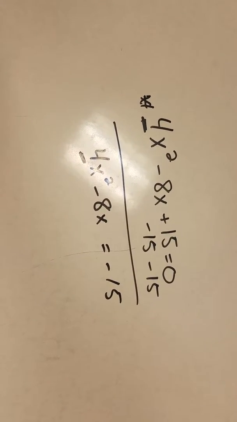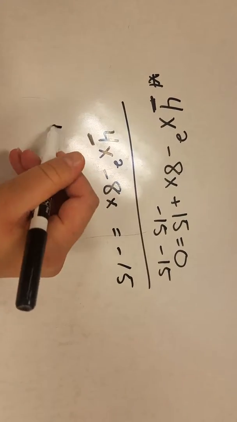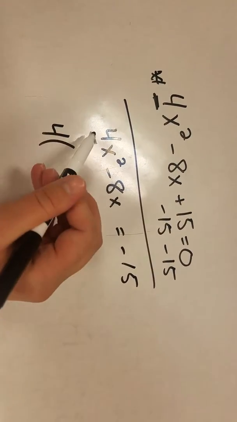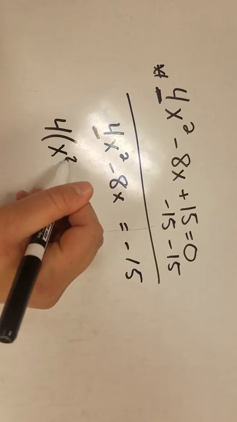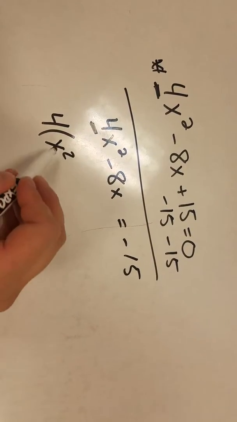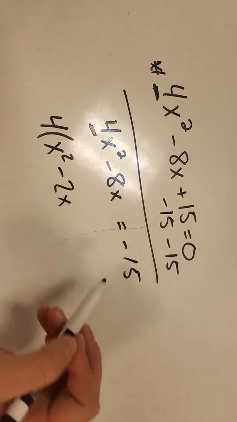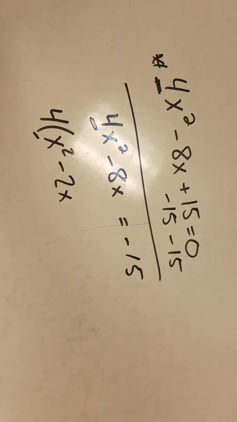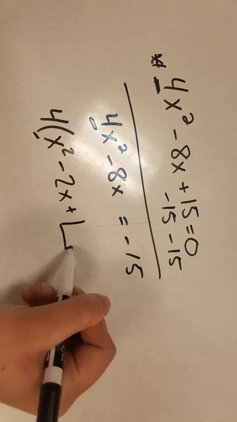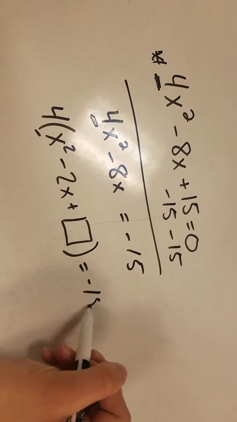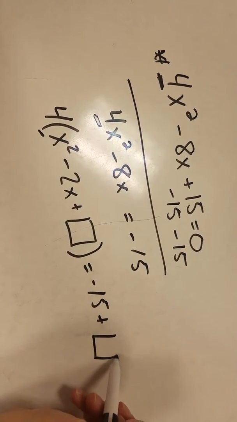Again, you need a 1 immediately in front of your x squared, so we are going to factor out whatever that number is. In this case, it is a 4, so we're left with x squared minus 2x. Now, in front of our x squared is now 1, so we can put in our boxes. So I'm just going to finish writing it.